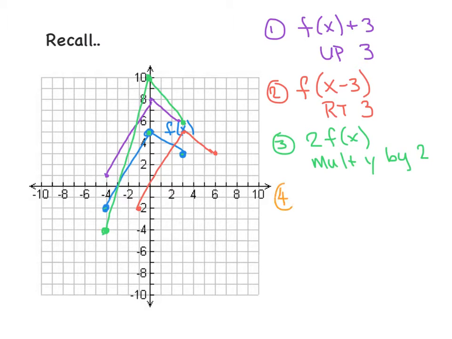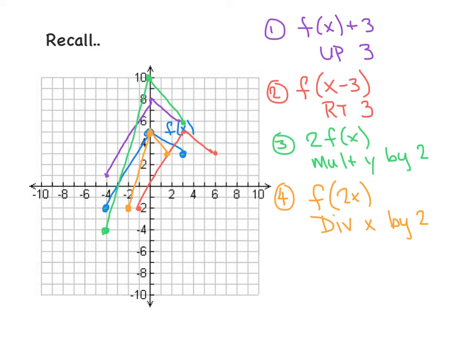Number 4, what if I wanted to do f of 2x? Now it's a horizontal compression, and what we're going to do is divide each x-coordinate by 2. So this negative 4 right here is going to change to negative 2, 0 is going to stay 0, and the 3 is going to go to a 1.5. And as I was doing that, of course, the y-coordinates remain the same, and that's the new function I have there.